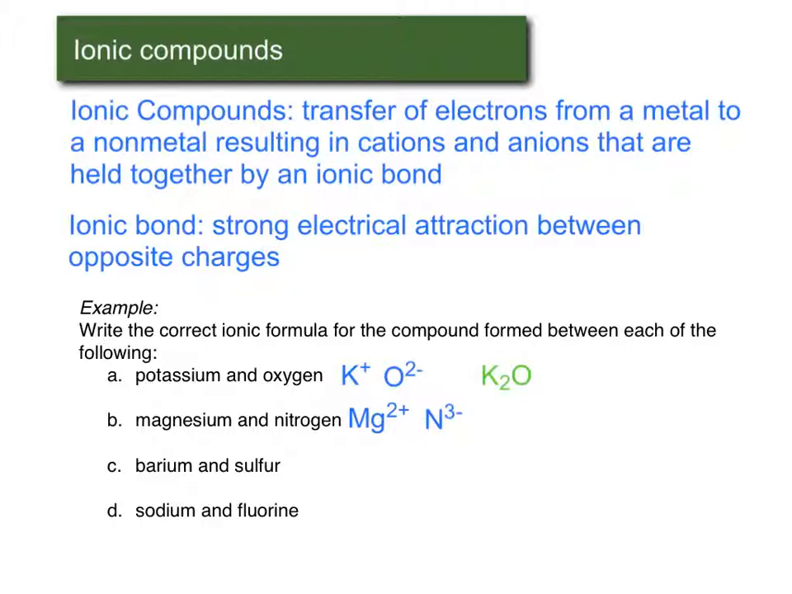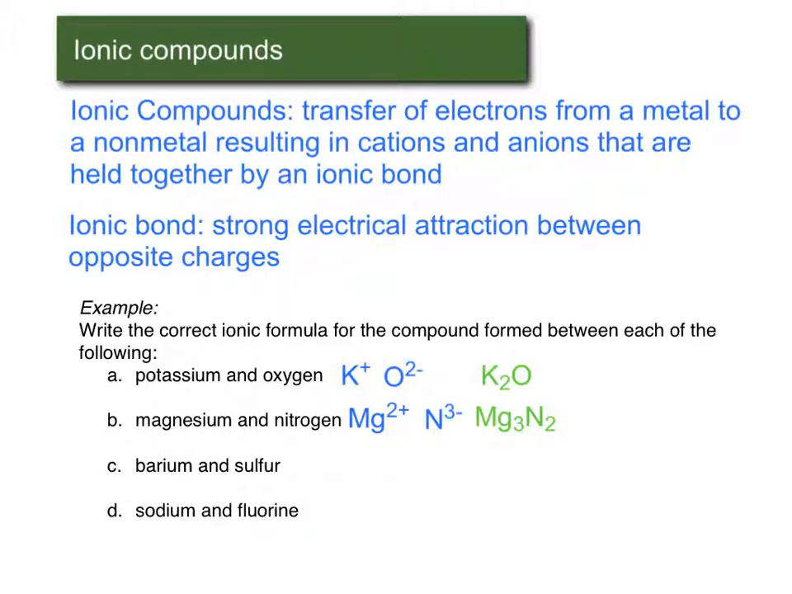So we need another nitrogen, so that gives us a -6 for the nitrogen side, and we would need 1 more magnesium to satisfy that. So that gives us a formula of Mg3N2. So we can go through these last two a little bit more quickly.